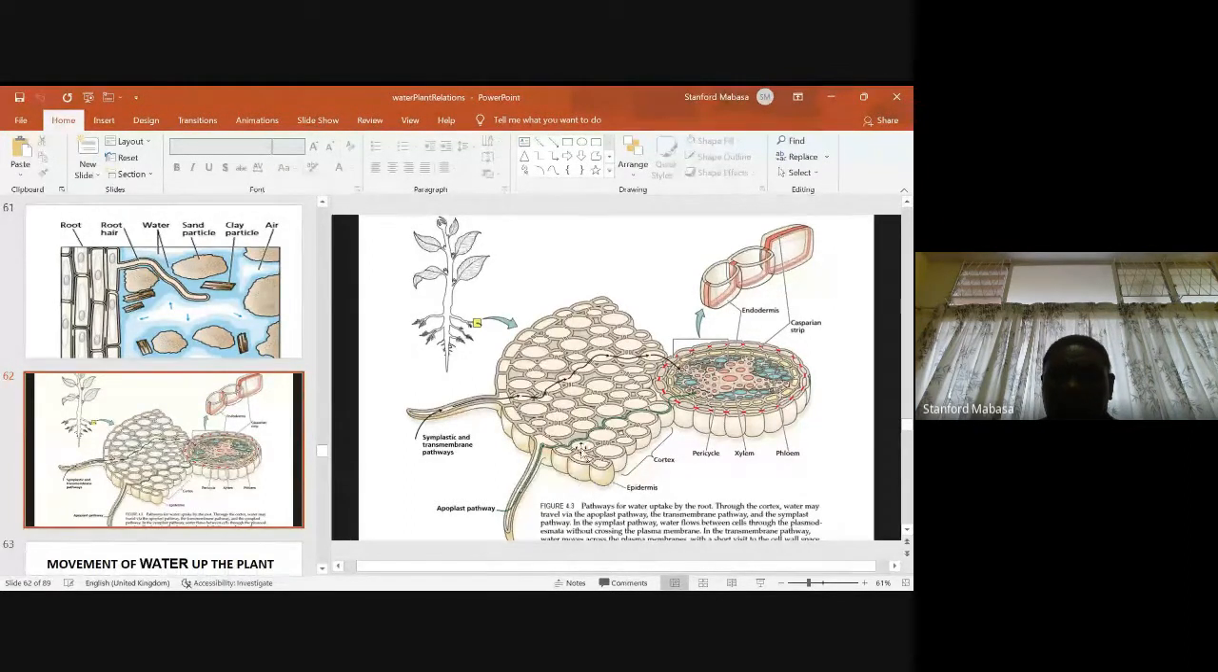But if water avoids the cells and goes via the cell walls, avoiding going through the cells, that pathway is following a non-living system, the cell walls. It becomes the apoplastic pathway. So the plant can acquire its water via two systems, the symplastic pathway as well as the apoplastic pathway.